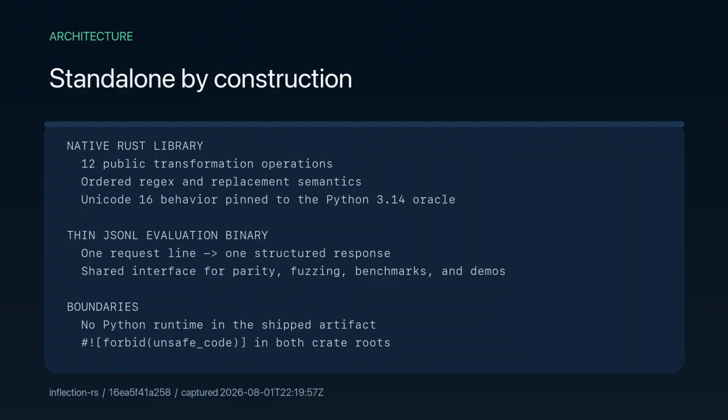All 12 public transformation operations live in a native Rust library. A thin line-oriented JSON binary gives the Python oracle and Rust port the same evaluation interface. Python remains only in development comparison tooling. The shipped library and executable do not invoke or link Python, and both crate roots forbid unsafe Rust.